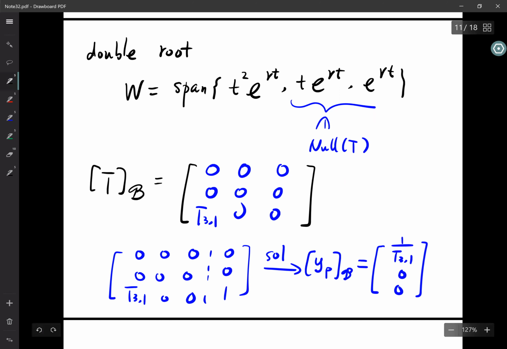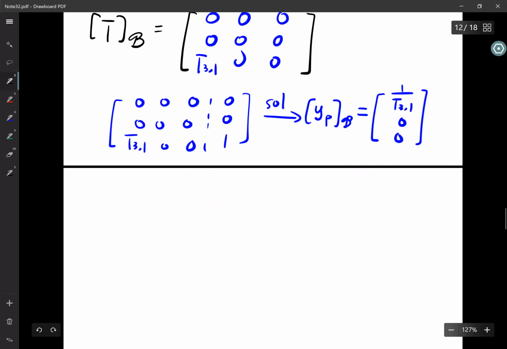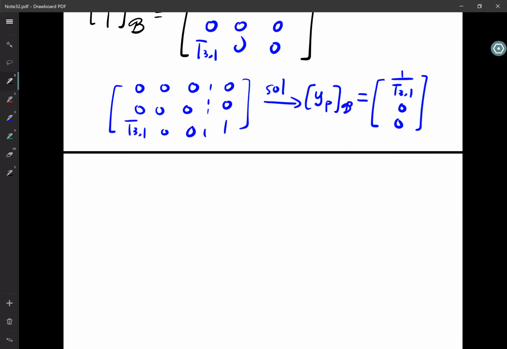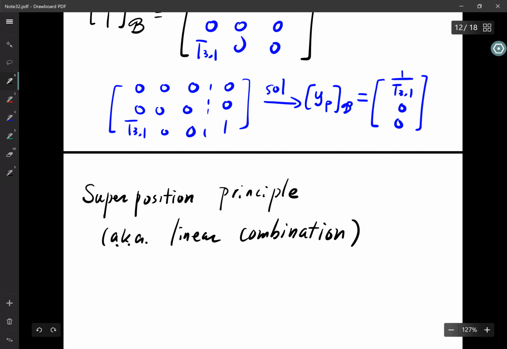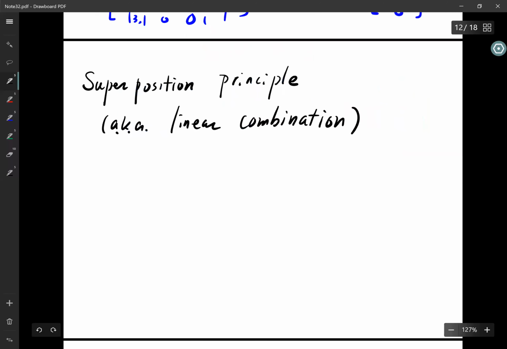Okay. The next topic I'm going to talk about is the so-called superposition principle, also known as linear combination. It sounds like a big word, but it's really simple. I'll give you an example.